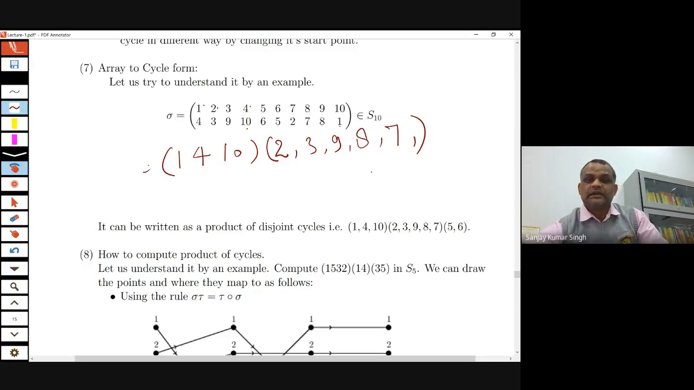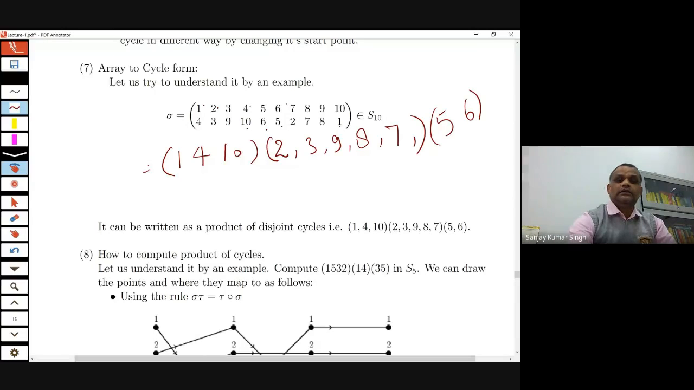5 and 6 are missing. So what about 5 and 6? 5 is going to 6 and 6 is going to 5. So it means this is, so I got a.